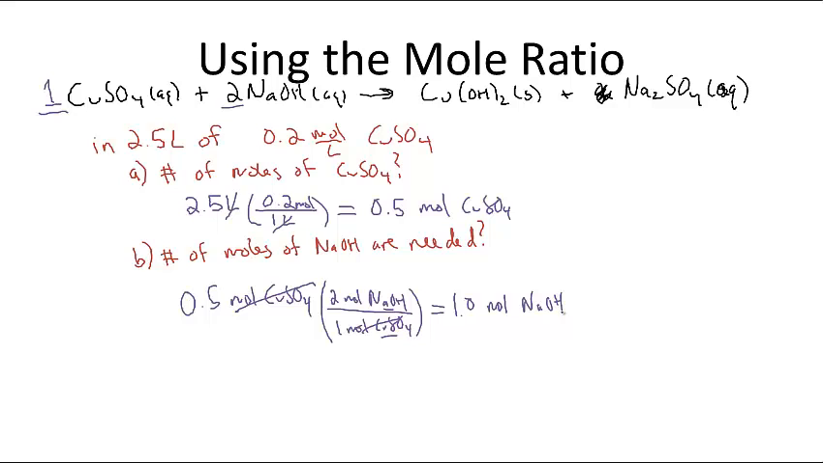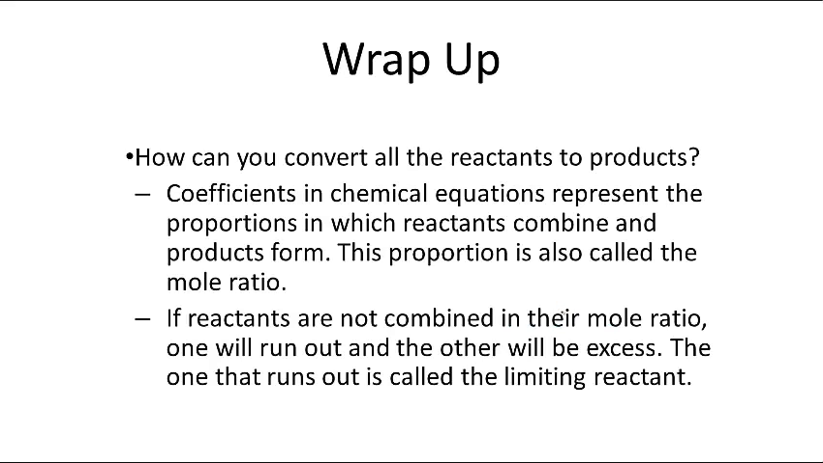All right, so we're going to be practicing this quite a bit. To wrap up, how can you convert all the reactants to products? Use the coefficients in the chemical equation, and they represent a proportion. That proportion is called the mole ratio. And if they're not combined in their mole ratio, one will run out, and the other will be in excess. The one that runs out is called the limiting reactant.